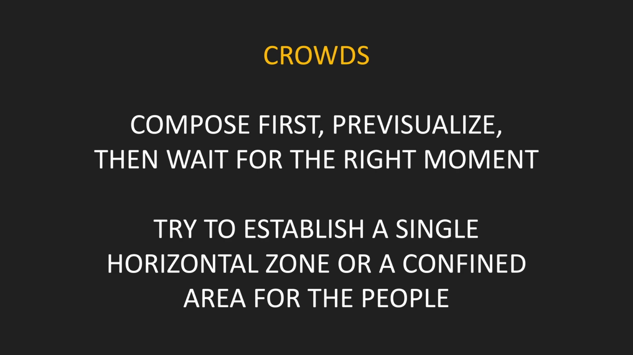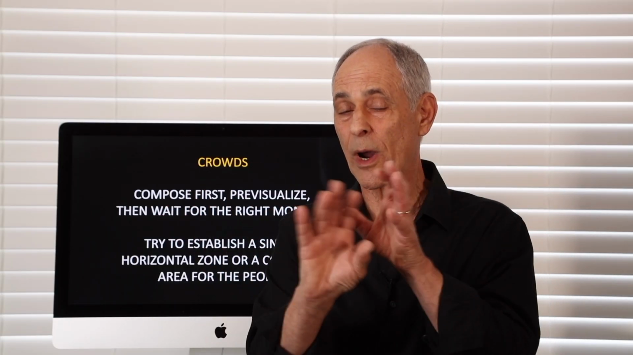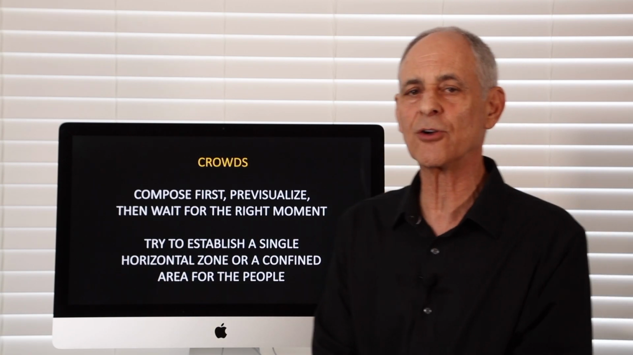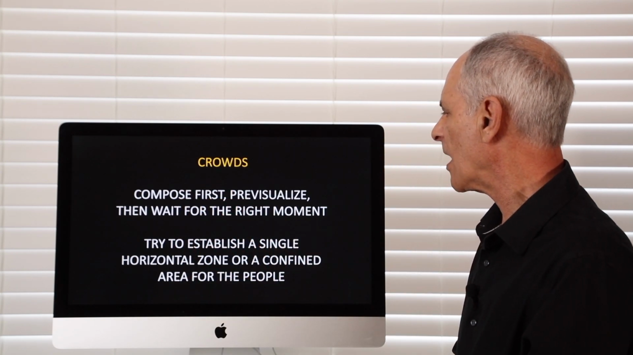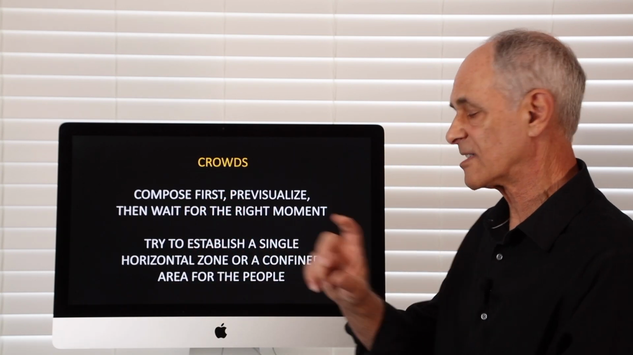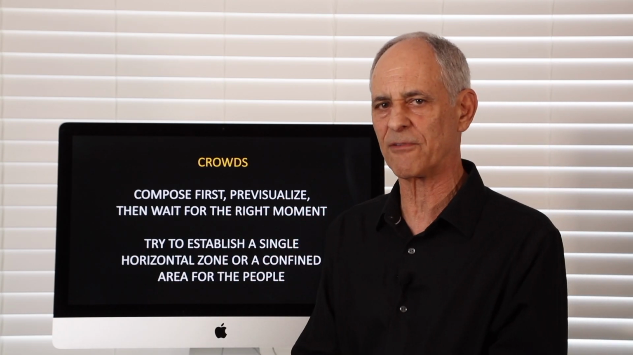Now, crowds. Obviously, you can't control them, and you must compose first, pre-visualize where you want them to be, and then you're going to have to wait for the right moment for them to sort of be in the right spots. Try to establish a single horizontal zone or a confined area for the people.